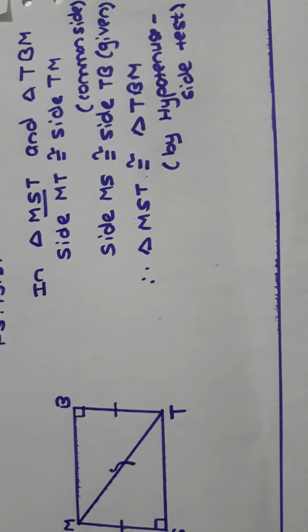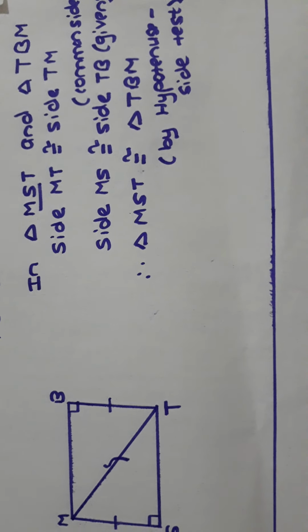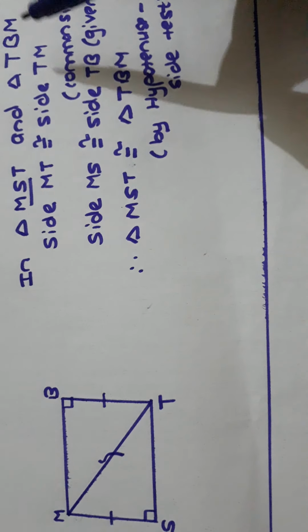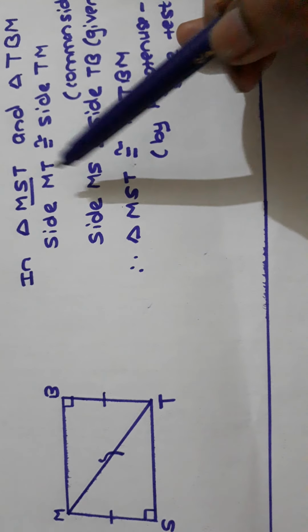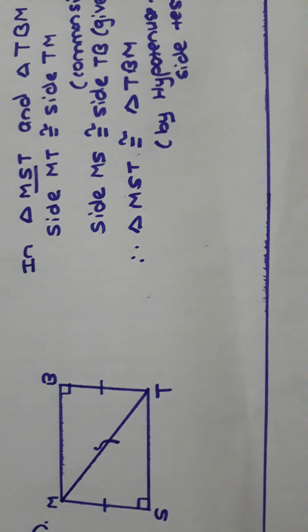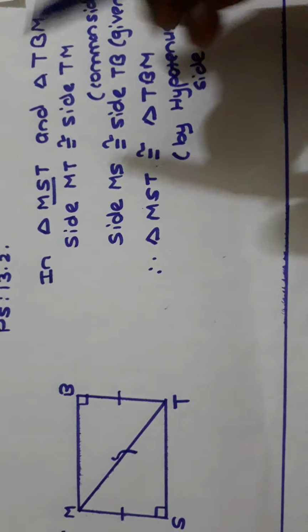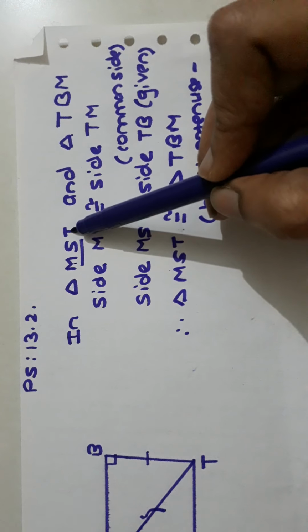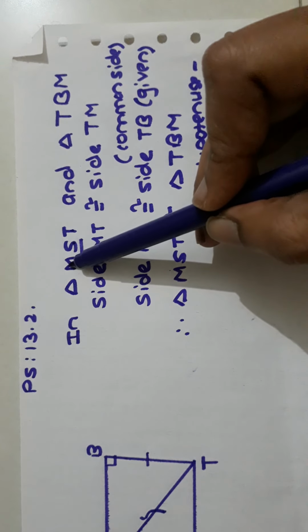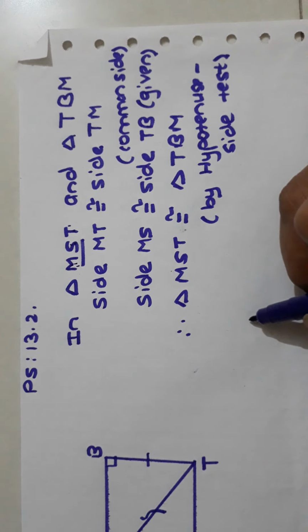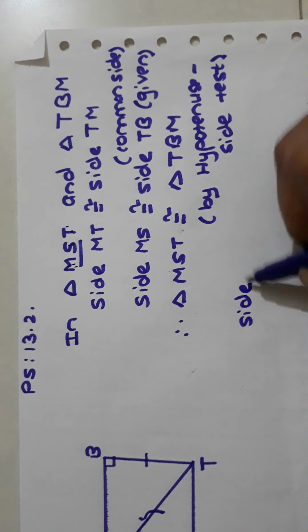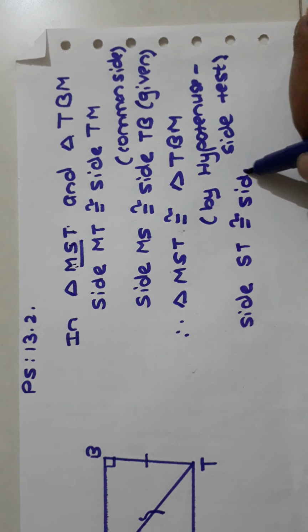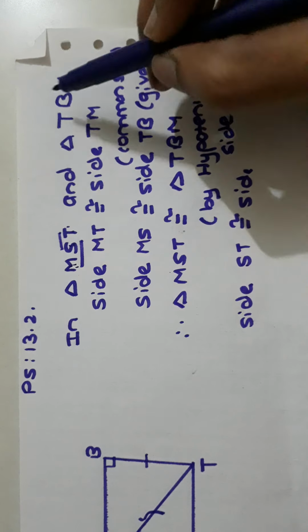Now we will write the remaining congruent parts. See, for showing that both the triangles are congruent, I have taken two sides. So the remaining side is, I have taken the side MT and MS. So the remaining side is ST. So the remaining congruent part is side ST congruent to side BM. Now for this triangle STBM.